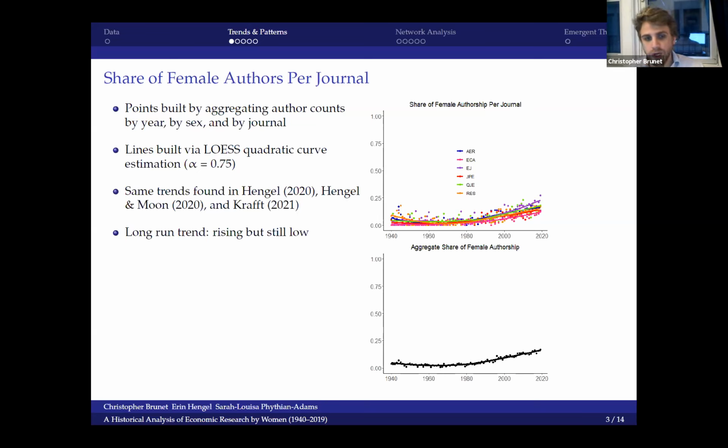The long run trend is rising. You can see it's starting to go exponential, maybe, but it's still pretty low. On the bottom right panel, you'll see that in our most recent year of data, 2019, female share of authorship was right around 17%.